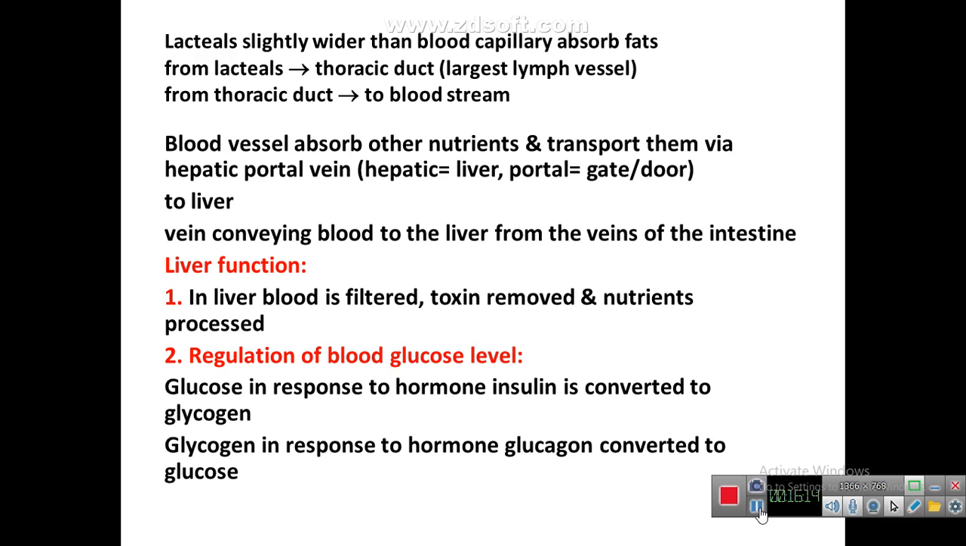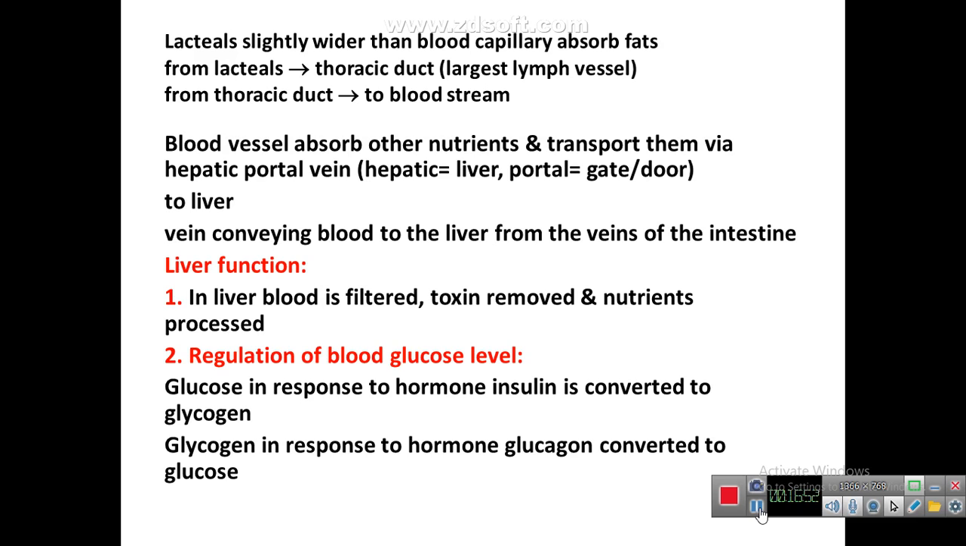The word hepatic is for the liver. Portal means gate or door. The function of the hepatic portal vein: this vein conveys blood to the liver from the veins of the intestine, meaning it carries the absorbed nutrients. The blood vessels present in the small intestine absorb the nutrients from the small intestine, and from these vessels the blood moves into the hepatic portal vein. The hepatic portal vein carries that blood towards the liver.